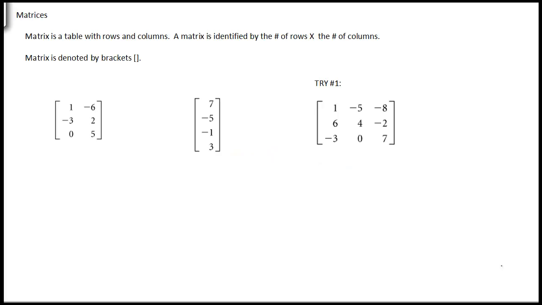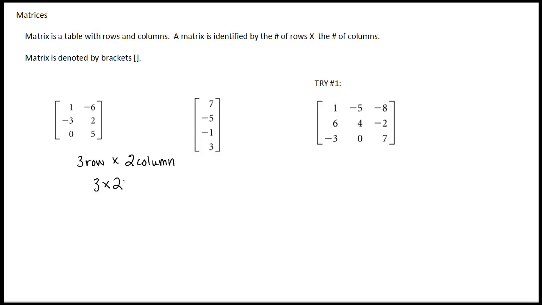Matrices. A matrix is a table with rows and columns. A matrix is identified by the number of rows by the number of columns. A matrix is denoted by brackets. In the first example, we have a matrix that has 3 rows and 2 columns. So for us to label this matrix, it is a 3 by 2. And normally we label it at the bottom right hand corner.